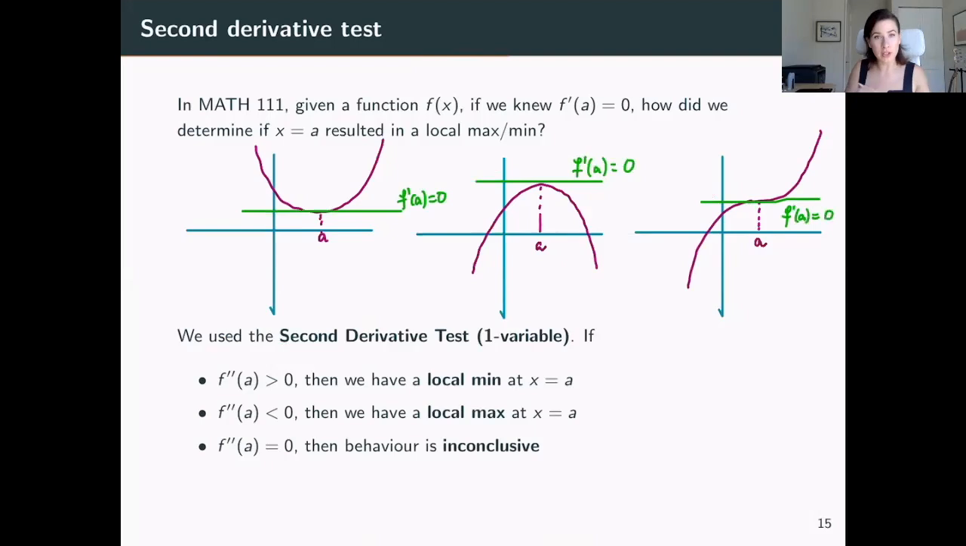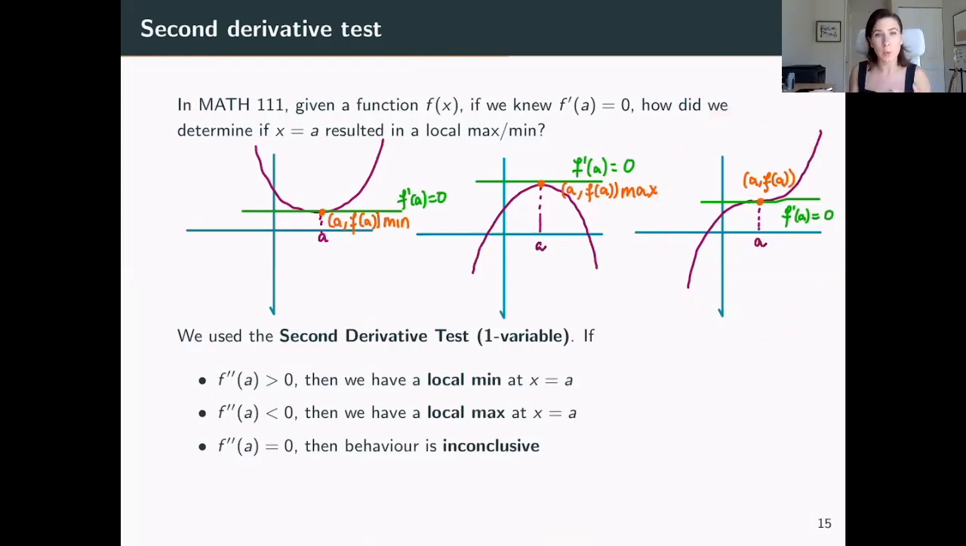However, in the first example, my critical point gives me a local min. So here (a, f of a) is a min, whereas in the second example, my point (a, f of a) is a max, but my (a, f of a) in the third example is not a min or a max. And so again, critical points can result in extrema, or they could not result in an extrema, as is the case in this third example.